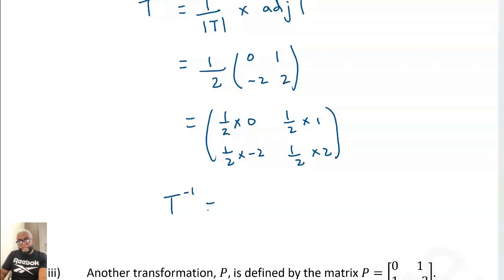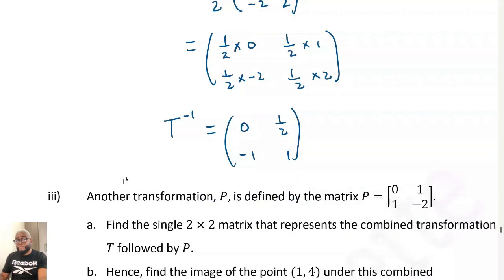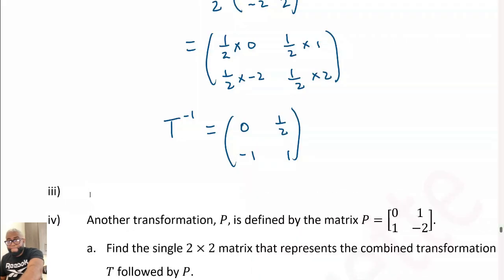It will be t, the inverse of t, which will be 0, because a half by 0 is 0. A half by 1 will be what? A half. A half by -2, -1, and a half by 2, 1. So this is my transformation matrix, which maps, I'm going to write a little statement on it underneath here.